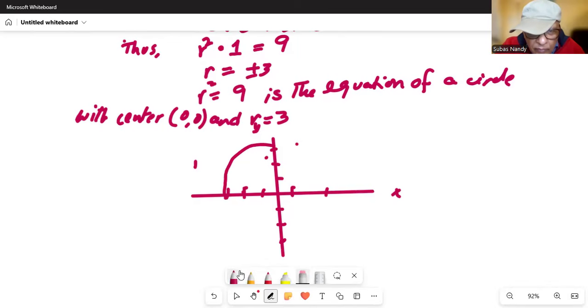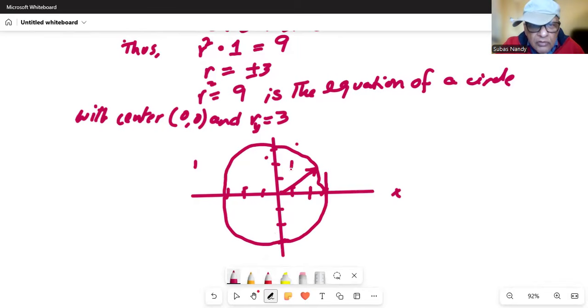So 1, 2, and 2. So it will be like this. And then on this, and this. So this is a circle, the radius is 3. The origin, this is the origin 0 0.